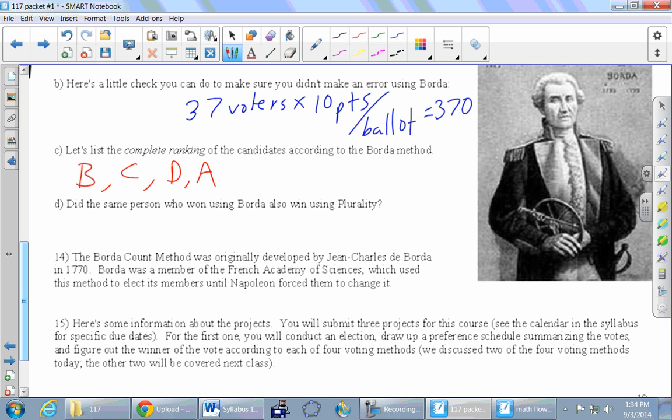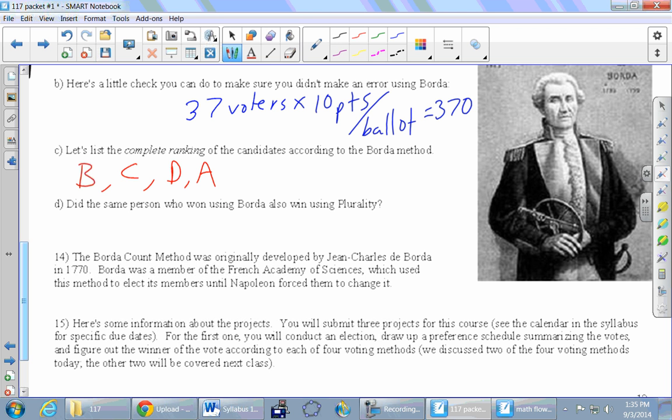And then in part D, did we have the same winner using this Borda method as we did for plurality? Who won plurality? A. Who won here? B. In fact, where did A finish in this Borda method? Dead last. I'm not saying this Borda method is better than the plurality, but it's given us really different results, right? And so this idea that there's only one way to count the votes and it's just first place or nothing, it's just not true, right? This is just another way to count the votes, and surprise, surprise, it gives us a completely different outcome.